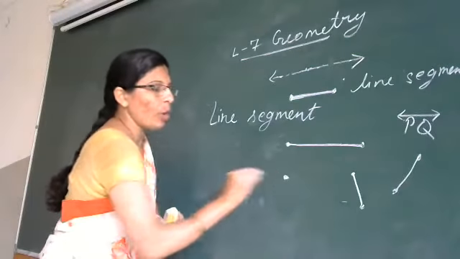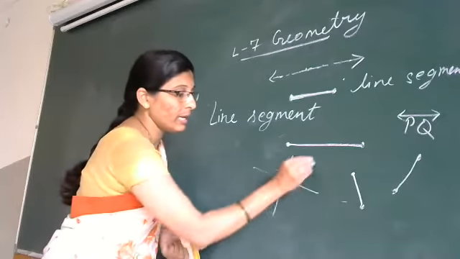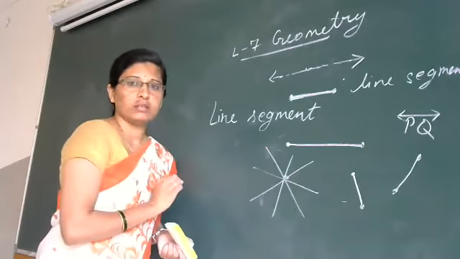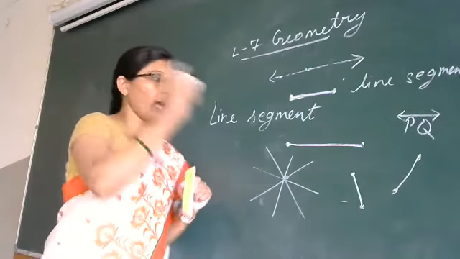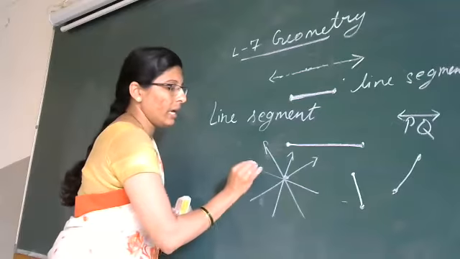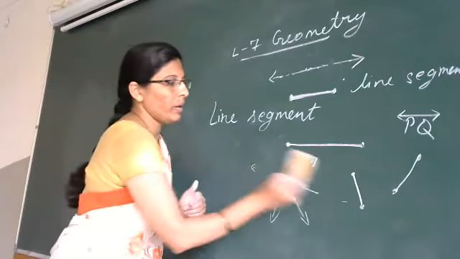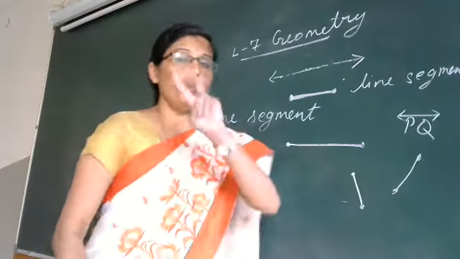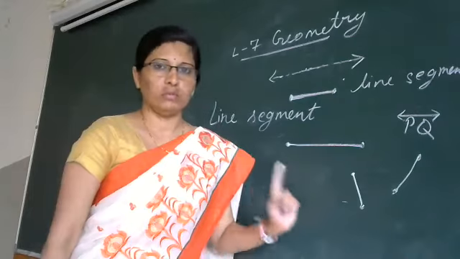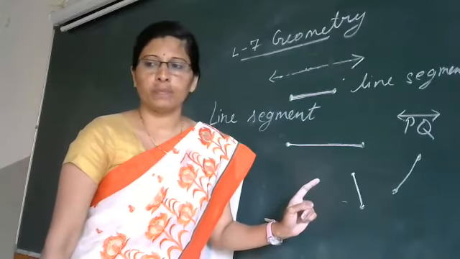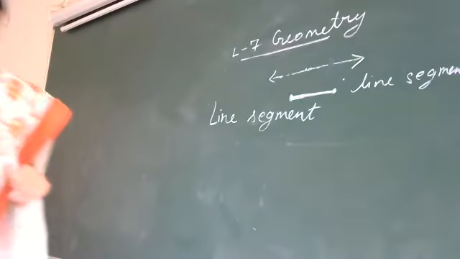But if only one point is there, how many line segments can we draw? We can draw many line segments. Yes? Many lines we can draw, not line segments. We can draw many lines. Okay, this you have to remember that when two points are given, only one line segment can be drawn. Okay? Now, next is ray.